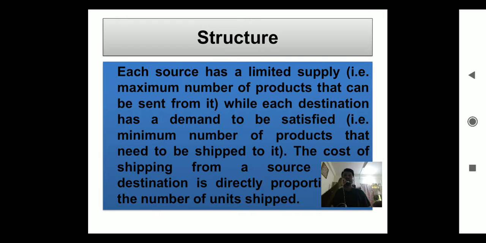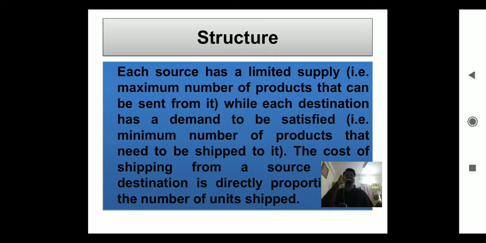Structure of a transportation problem. Each source has a limited supply, that is, the maximum number of products that can be sent from it. Means in the problem, if factory 1, factory 2 and factory 3 are given, in the supply column a specific supply is given, and that factory can supply only that amount, while each destination has a demand to be satisfied, that is, the minimum number of products that needs to be shipped to it. How much quantity that warehouse can demand is given in the problem.